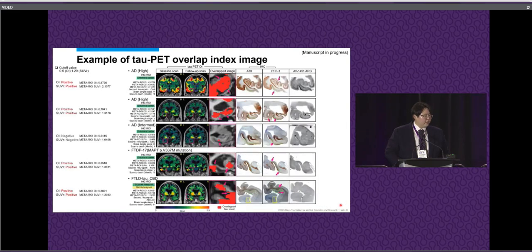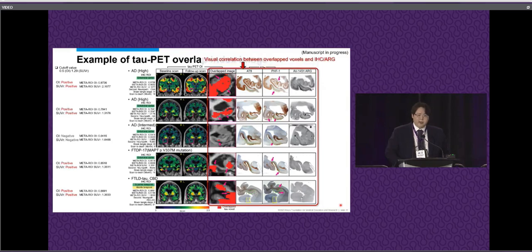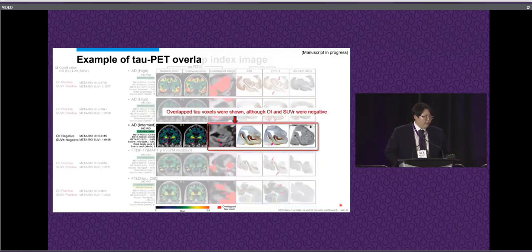So I brought examples of tau PET overlap index images for comparing with IHC and ARG results. There were 3 different AD cases, an FTDP-17 case and an FTLD tau CBD case. As you can see, overlapped tau voxels were detected corresponding to the IHC and ARG results visually. Small overlapped tau voxels were shown in the AD intermediate case, although in this case OI and SUVR were negative.